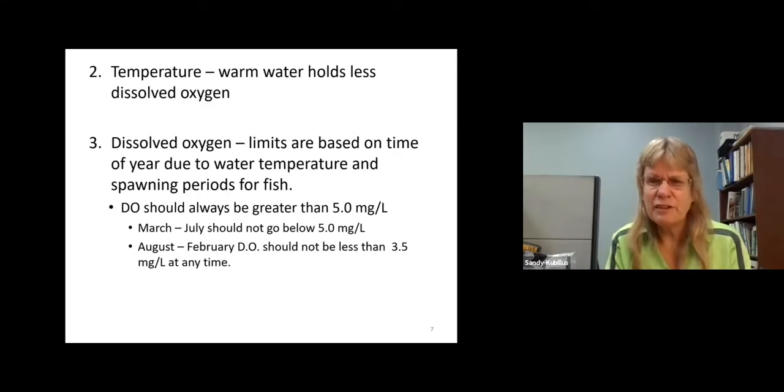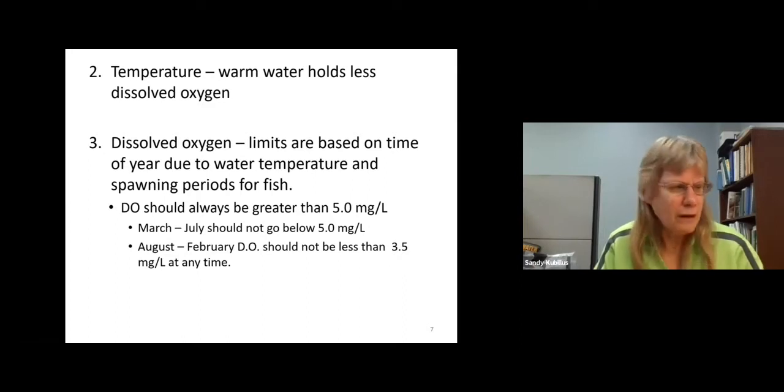Dissolved oxygen has a standard of 5 milligrams per liter for fish, which also is based a little bit on different months of the year. That's partly because of the water temperature, but also partly about when fish will spawn, which is in the spring and early summer as the water just starts to warm up.